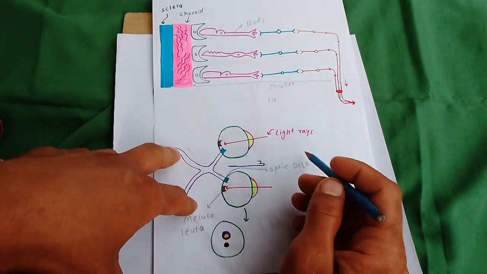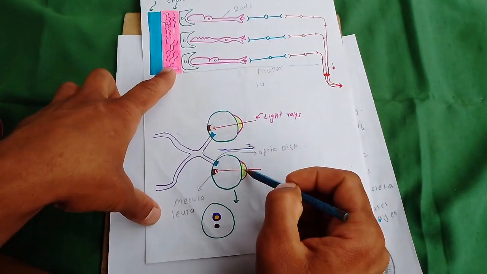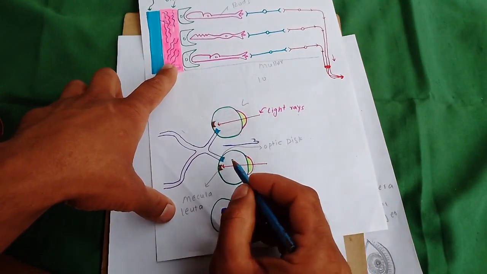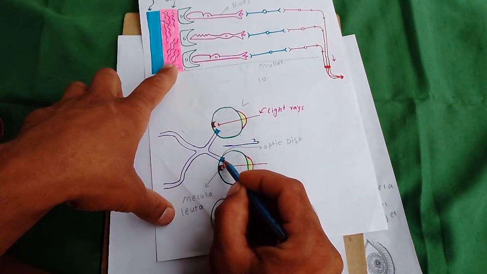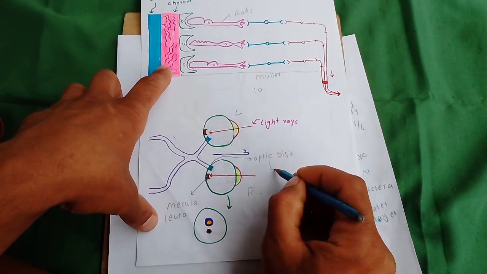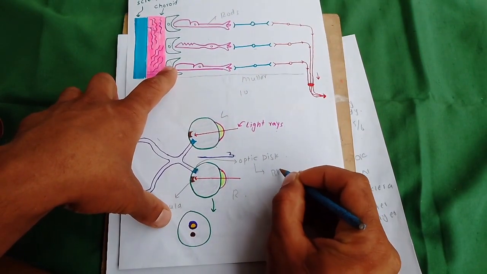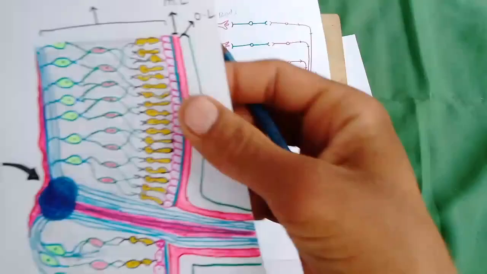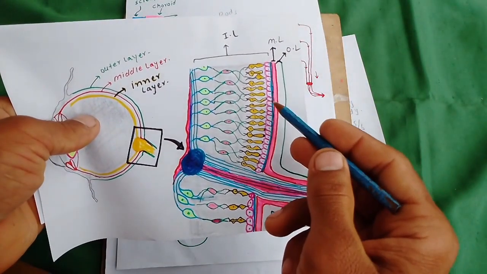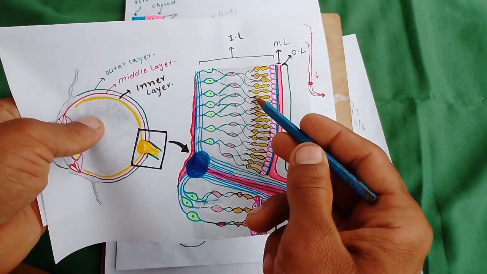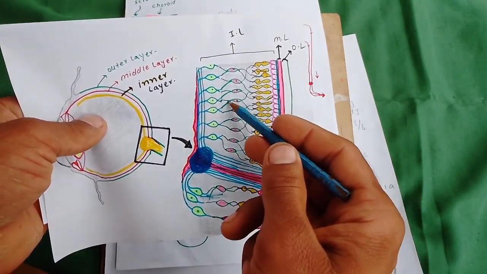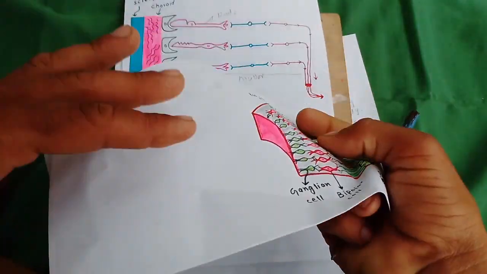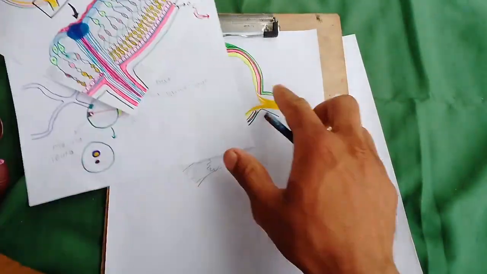Okay, suppose these are the two eyes, this is the left eye, this is the right eye. The optic disc is the blind spot. You can see here the rod cell, another cell, the bipolar cell.